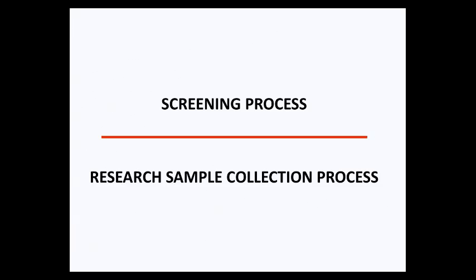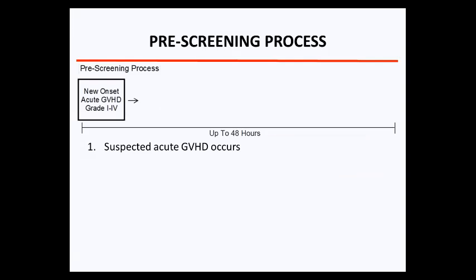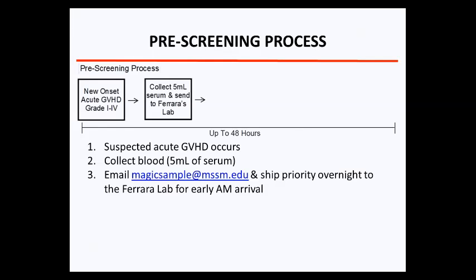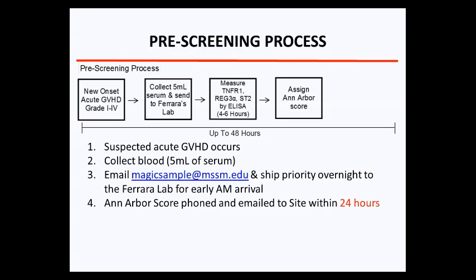So, screening process. Pre-screening. Patient comes and has a new onset acute GVHD, grade 1 to 4. You suspect the acute GVHD to be occurring in front of you. You collect 5 ml of serum. You send it to Dr. Ferrara's lab, and you email magicsample@mssm.edu. Ship priority, this is for the other sites, overnight to Dr. Ferrara's lab for early AM arrival. So it's always overnight. In our case, it's right there, across the hall.